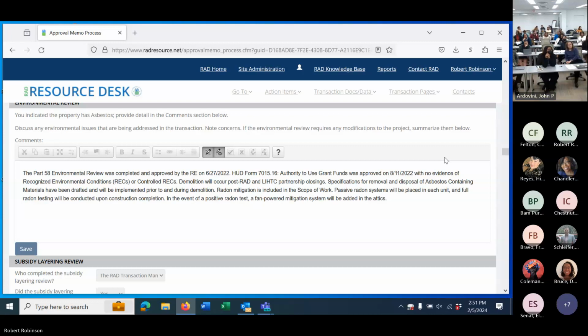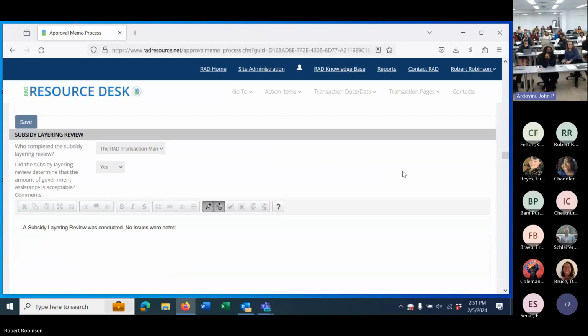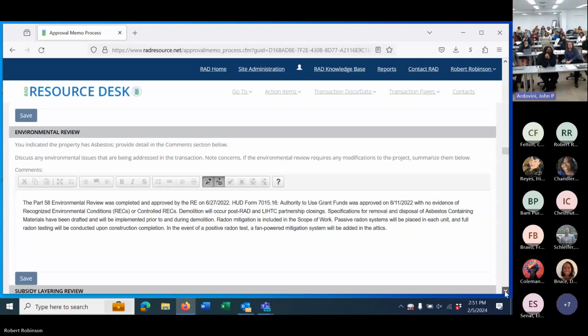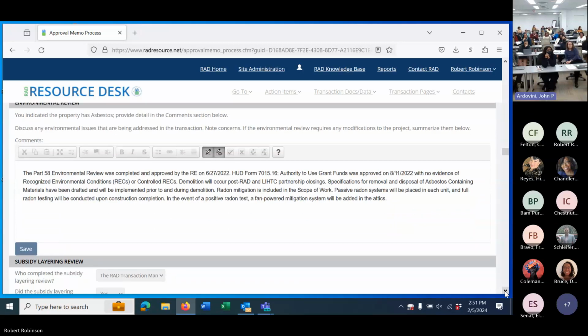Thanks, Sarah. So again, we have a section here to speak to the environmental. We just provided a bit of summary in there to describe the transaction when the Part 58 or Part 50 got approved. In this case, Part 58, essentially indicating that the authority to use the grant funds has been approved. And so that's cleared. If there are any things you want to highlight in this section, that's where you would put that information.